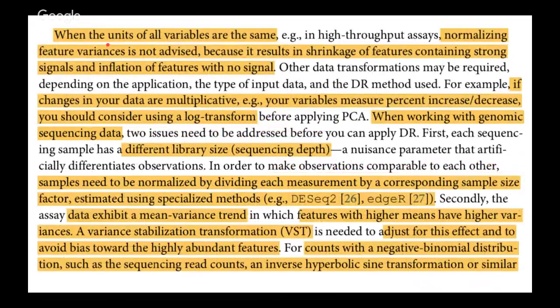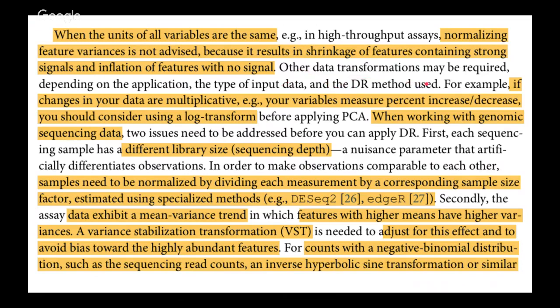When the units of all variables are the same, for example in high throughput assays, normalizing feature variances is not advised because it results in shrinkage of features containing strong signals and inflation of features with no signal. This can be the case where you are taking measurements from a sampling process where you have a small long tail of measurements, like, for example, rare genes. If you don't sample enough, the normalization may get rid of the signal that you have.